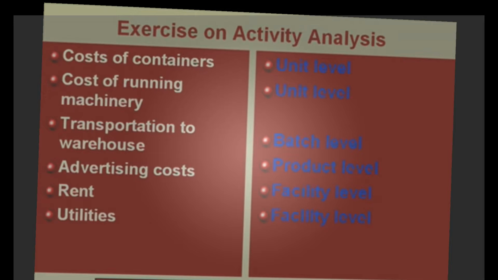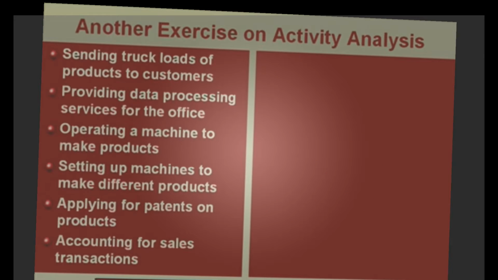Now, let's do this exercise. Describe the following activities as producing unit level, batch level, product level, or facility level costs. Stop and try it. When you're done, I'll give you the answers and we'll continue.